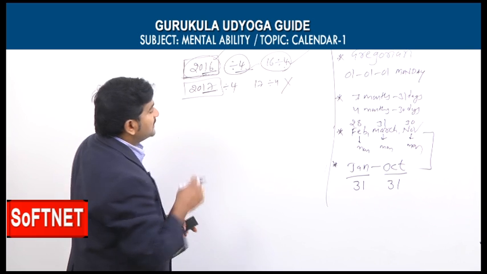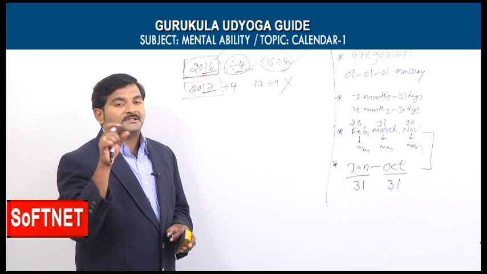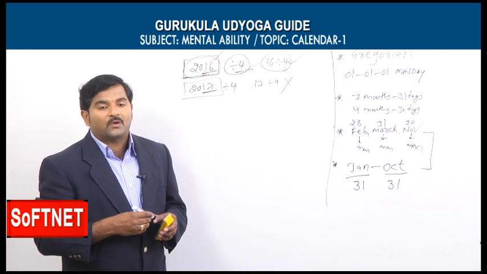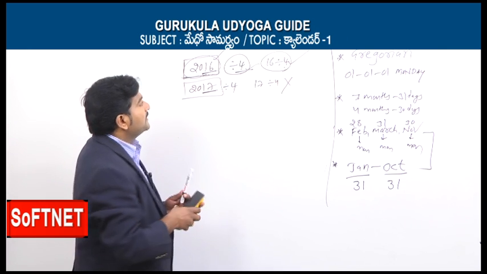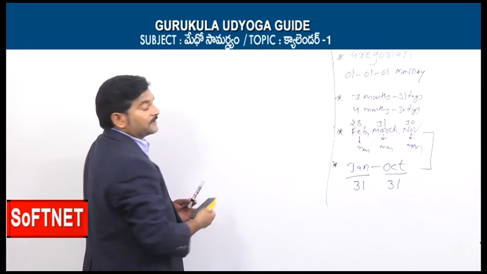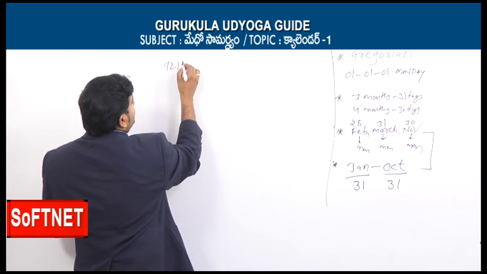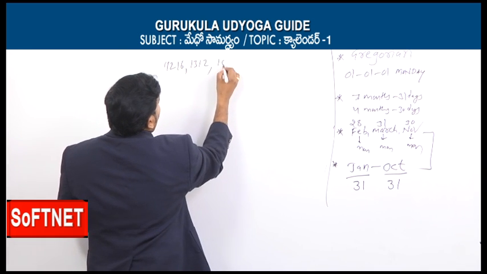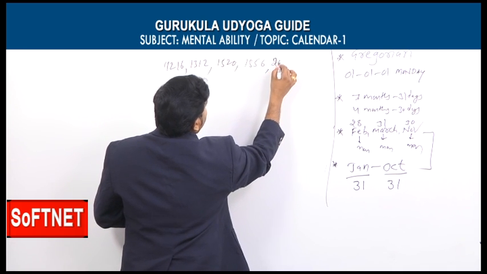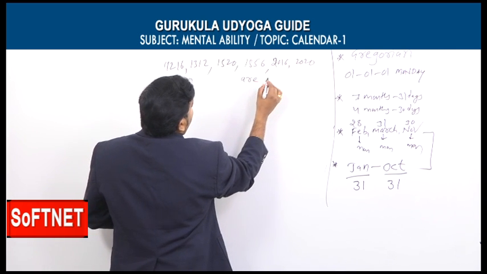I repeat this point once again: except century year, if the remaining years are exactly divisible by 4, then that year is said to be leap year. If not, it is said to be non-leap year. So now we will take some examples for leap year and non-leap year. For example, 1216, 1312, 1520, 1856, 2016, 2020, all these years are said to be leap years.